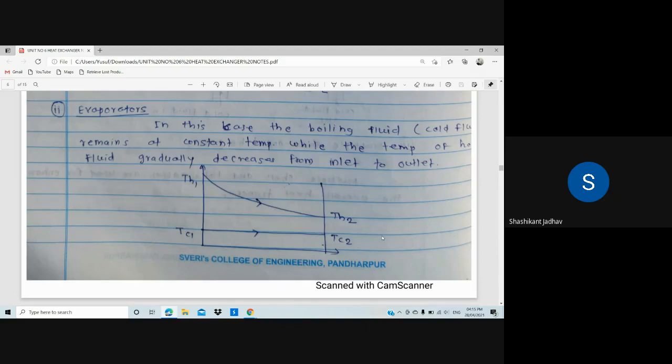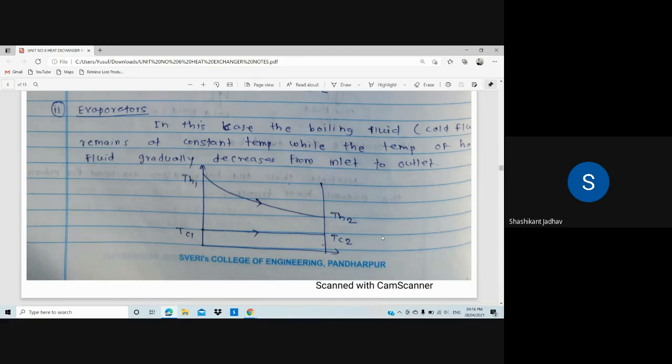Okay, so in this case the temperature of the cold fluid remains the same, that is Tc1 to Tc2, the temperature is the same. Because of that, the temperature of the hot fluid reduces, from Th1 to Th2. And the cold fluid temperature, Tc1 to Tc2, is constant.